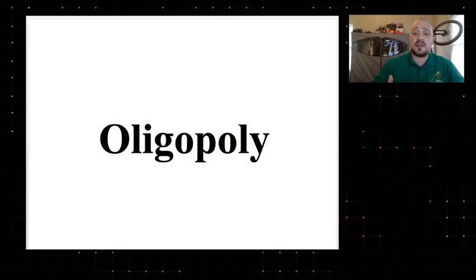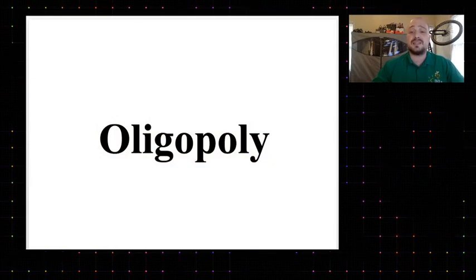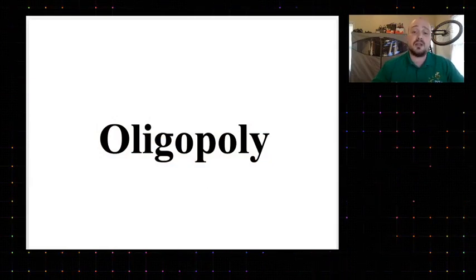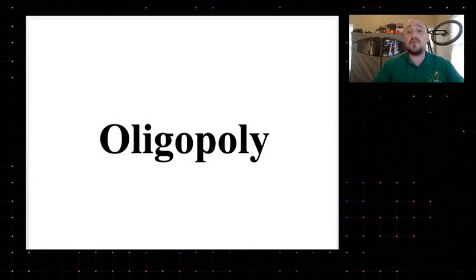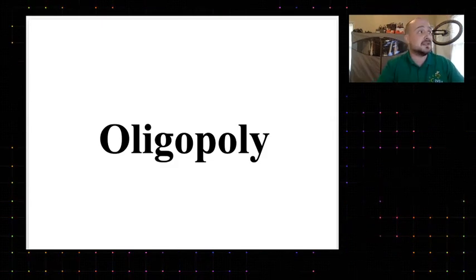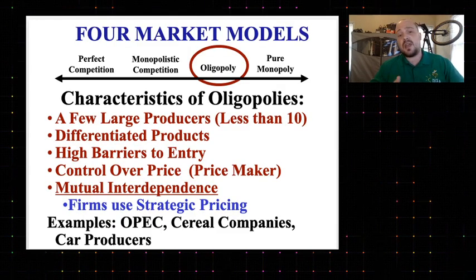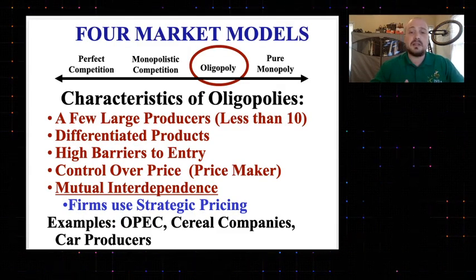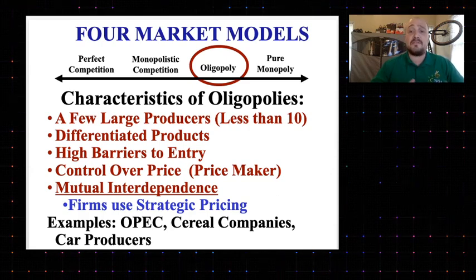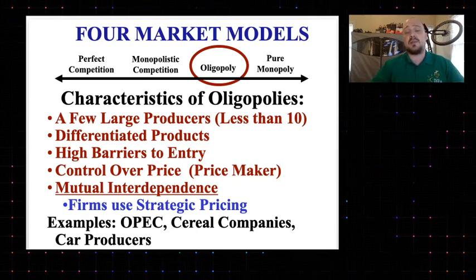Right, so what is an oligopoly? An oligopoly sounds like a monopoly, but it's slightly different. A monopoly is when one business dominates the entire market. An oligopoly is when a few businesses dominate the entire market. So how many businesses are a few? I would say, on average, there need to be less than 10 businesses. We have a few very, very large producers, and that's what makes an oligopoly an oligopoly.